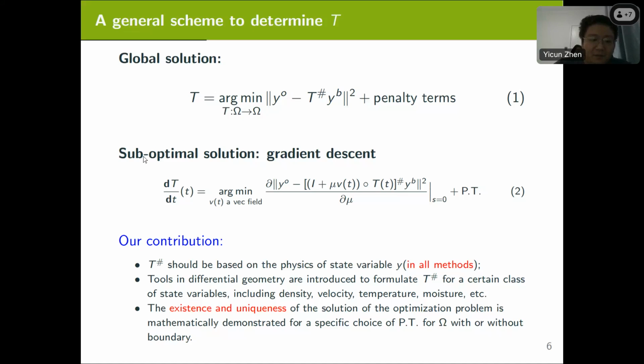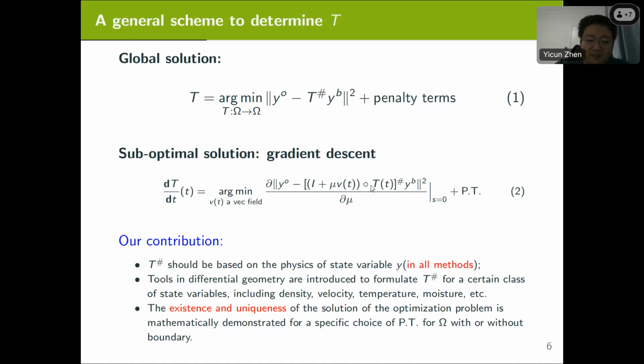So instead, we get a suboptimal solution using a gradient descent method. Look at this second equation. What does it mean? Suppose we have a displacement flow from zero to small t. Now we want to know how we change the displacement map in the next few time steps.